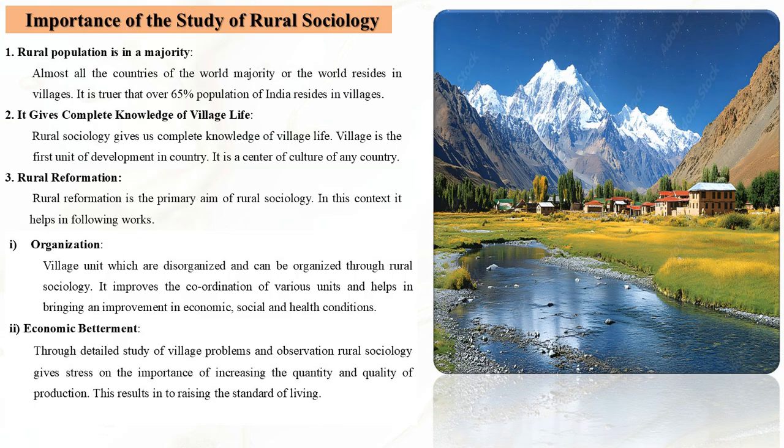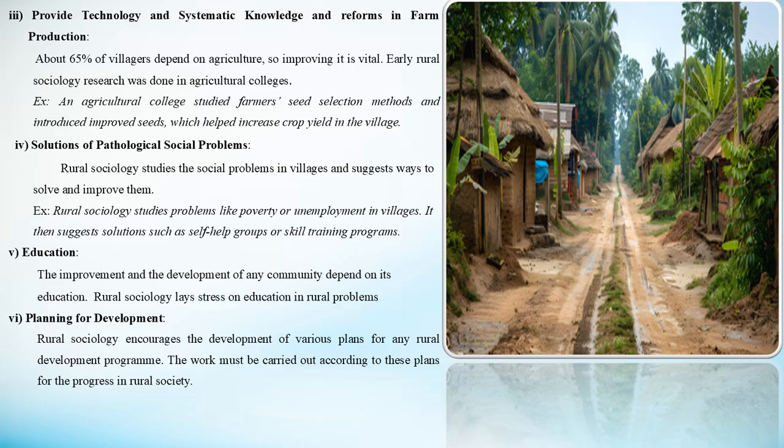2. Economic betterment. Through detailed study of village problems and observation, rural sociology gives stress on the importance of increasing the quantity and quality of production. This results into raising the standard of living. 3. Provide technology and systematic knowledge and reforms in farm production. About 65% of villagers depend on agriculture, so improving it is vital. Early rural sociology research was done in agricultural colleges. An agricultural college studied farmers' seed selection methods and introduced improved seeds, which helped increase crop yield in the village.